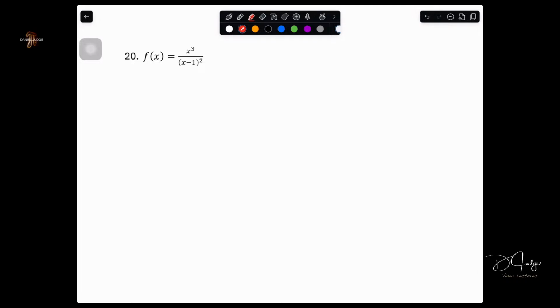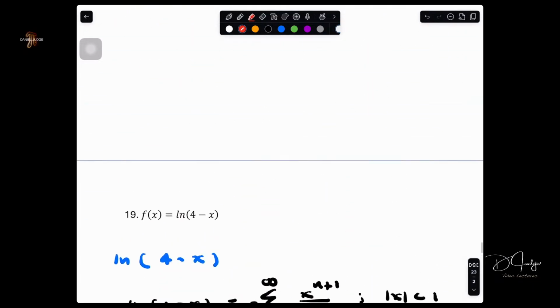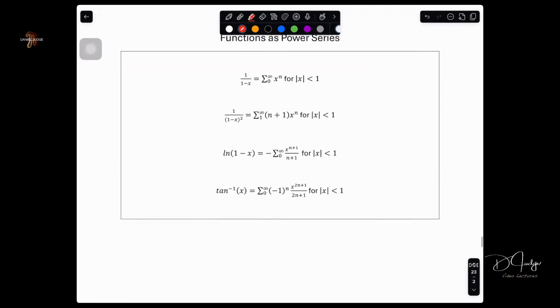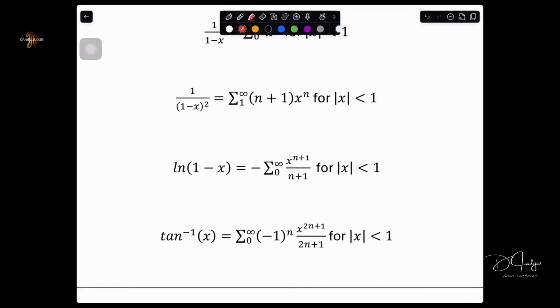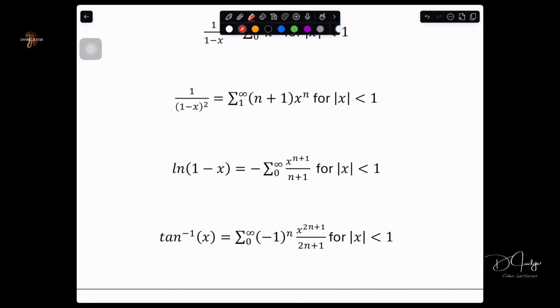Okay, we're going to continue with our writing functions as power series. So question number 20 is x cubed over x minus 1 squared. I'm going to use the second power series representation here.